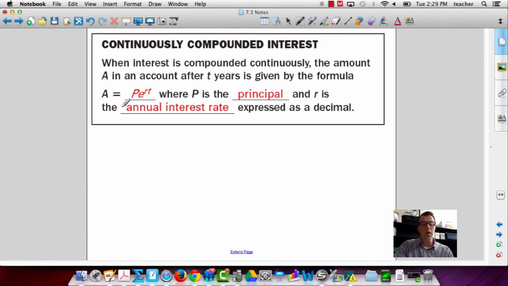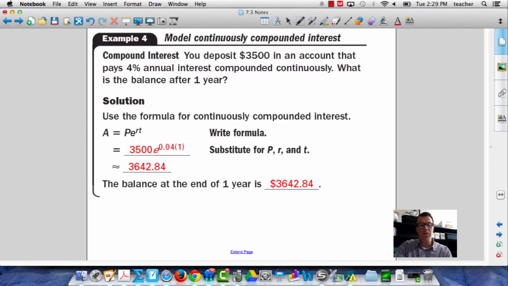So last equation for word problems, and here it is. This is the fourth and final equation for word problems. This is for continuously compounded interest. So continuous, we had been doing annually, quarterly, monthly. This is continuously. So every minute of every day, every second of every day, every millisecond of every day, you're compounding the interest. And this is the formula. P represents the principal or the initial amount, and r is the interest rate, which you would express as a decimal. So let's go ahead and see a word problem here.